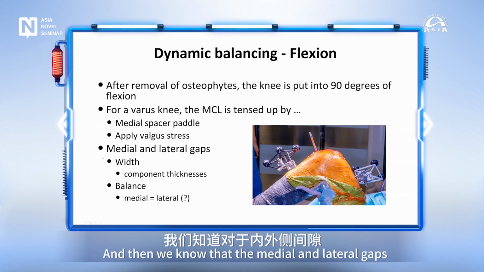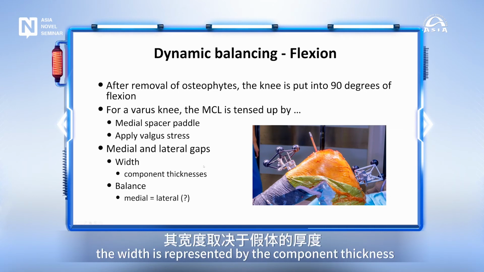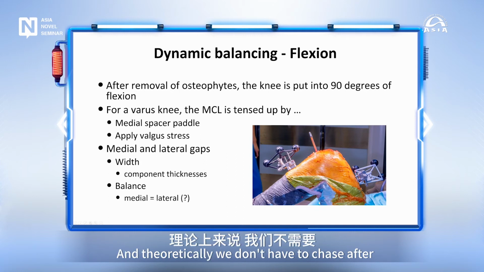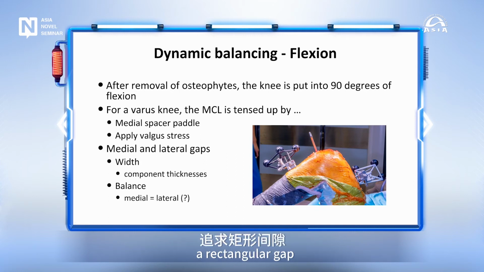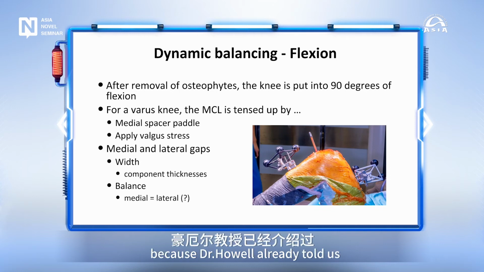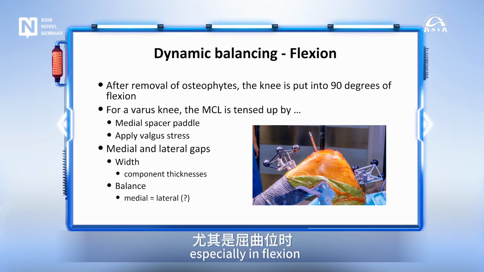And then we know that the medial and lateral gaps, the width is represented by the component thickness. Theoretically, we don't have to chase after a rectangular gap because Dr. Hao already told us the lateral side of the knee is more lax than the medial side, especially in flexion. So you don't have to chase an absolute rectangular flexion gap.